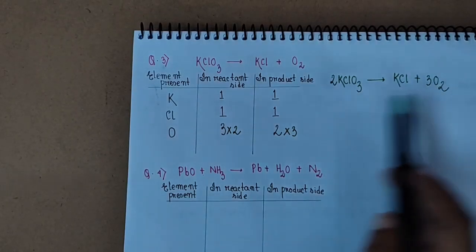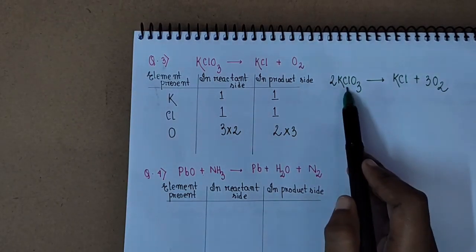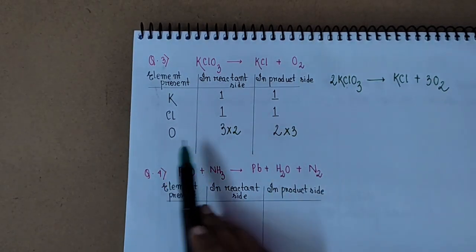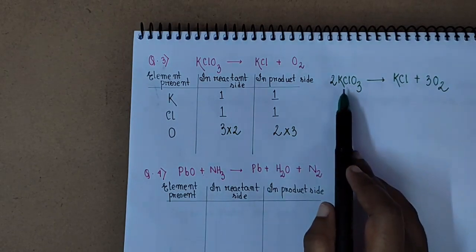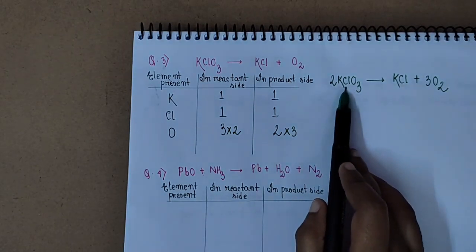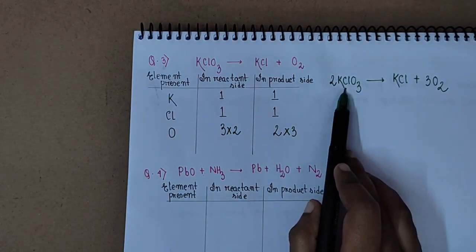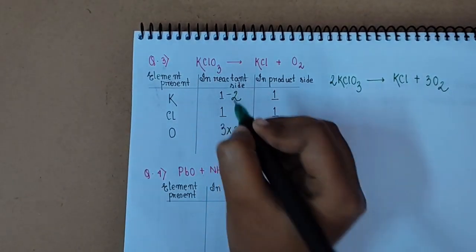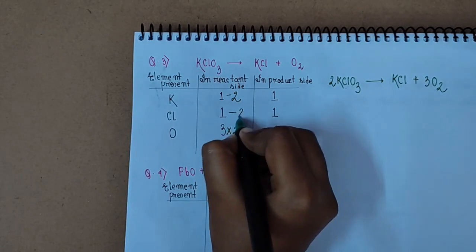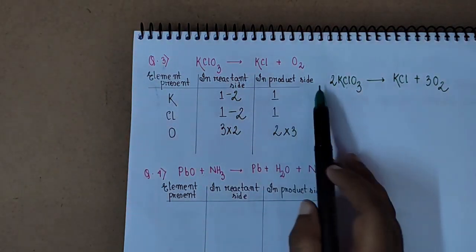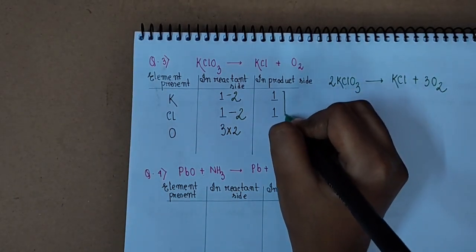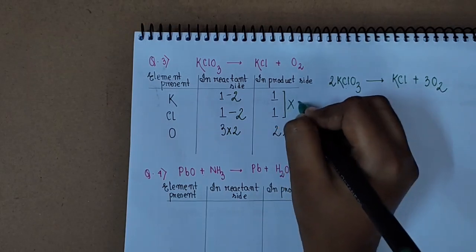in the product side. But what about this potassium and chlorine? Whenever we multiply the reactant side oxygen with 2, the number of atoms of potassium and chlorine also have been changed. Now the number of potassium atoms in the reactant side is 2 and chlorine also 2 in the reactant side, but in the product side they are still 1 and 1. So what will we do? We will multiply both potassium and chlorine with 2.